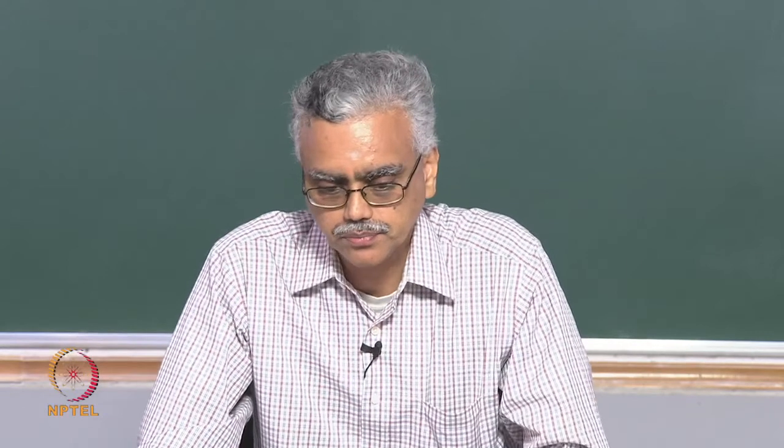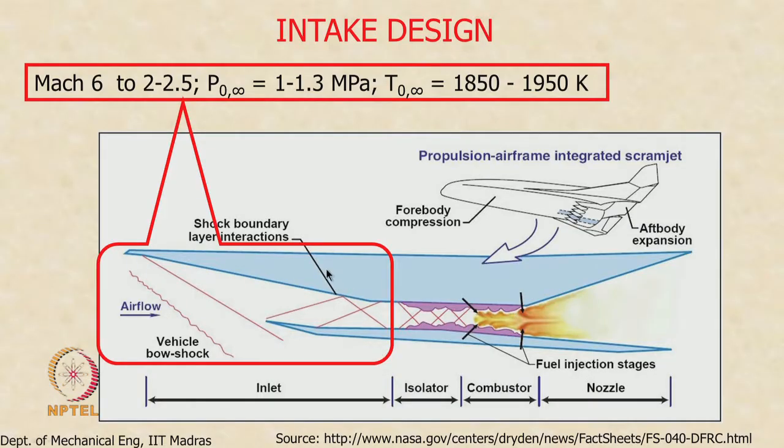Okay. So you can see that the intake in this case, in contrast to the intake of the ramjet, is supposed to decelerate the flow from Mach number 6 to about 2 to 2.5, typically 2. Okay? And the free stream stagnation pressure is in this range, about 1 to 1.3 MPa. Free stream stagnation temperature, as you can see, is already quite high. So we have to be very careful in decelerating this flow. We don't want to end up with static temperatures much higher than what we want in the combustor itself. Okay, so we have to be very careful in this deceleration.